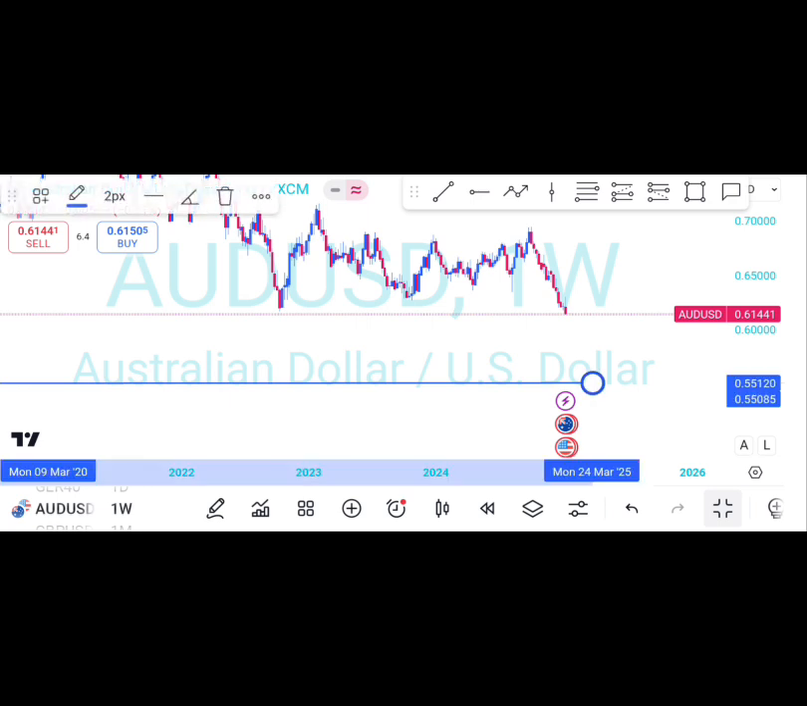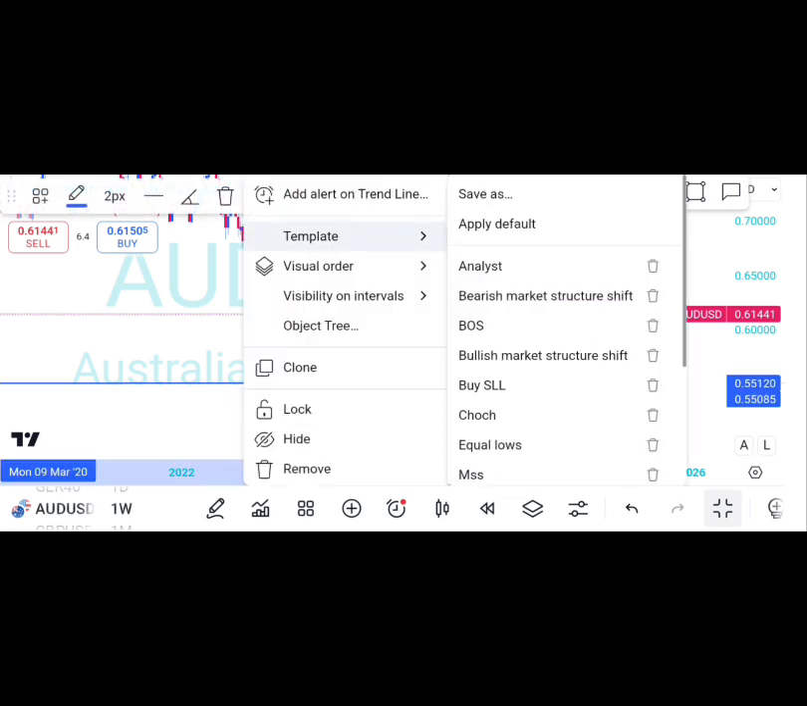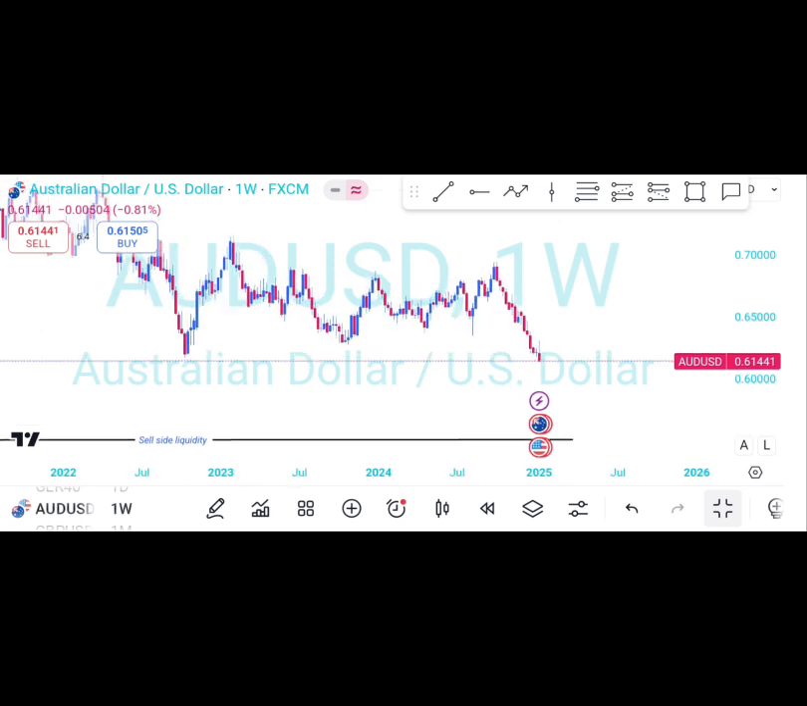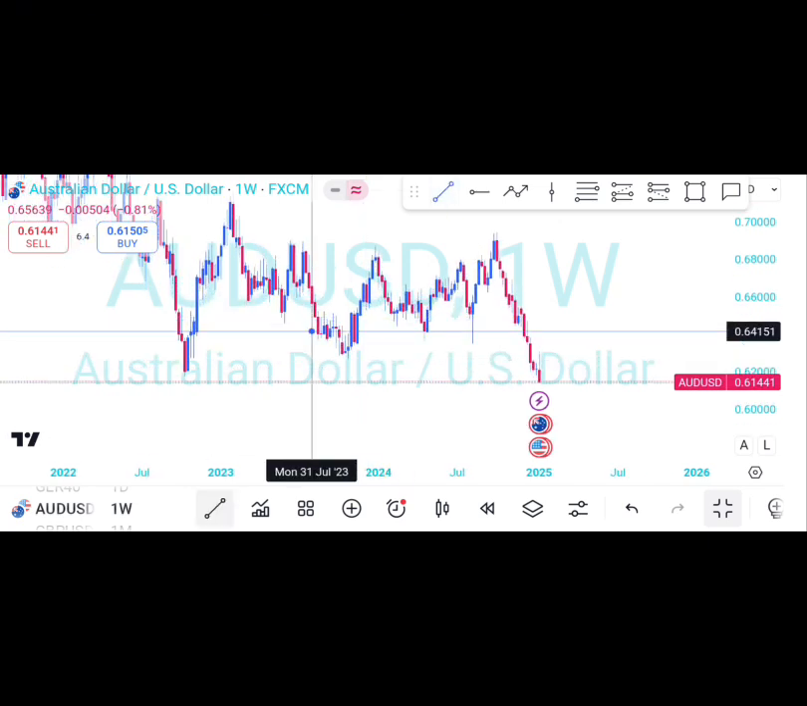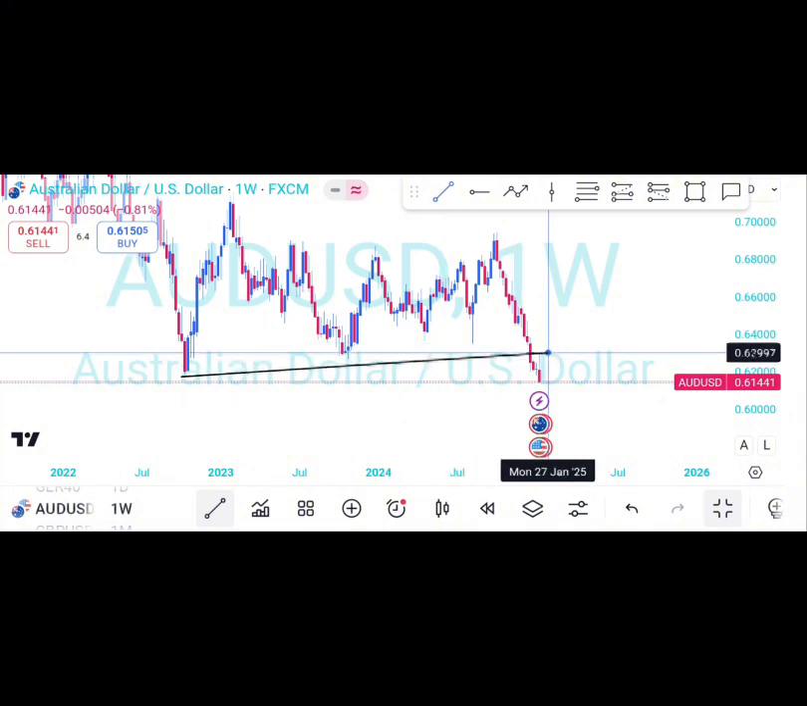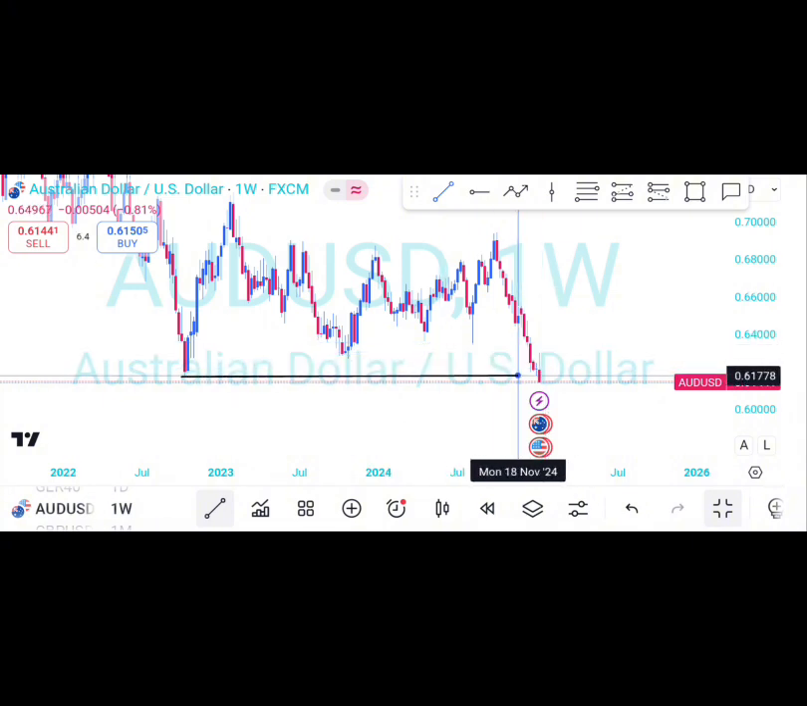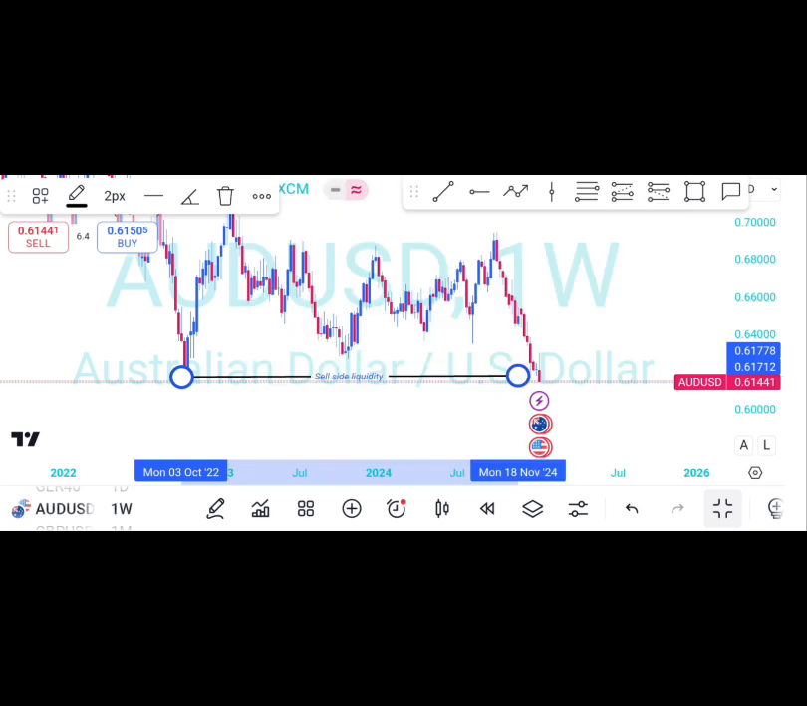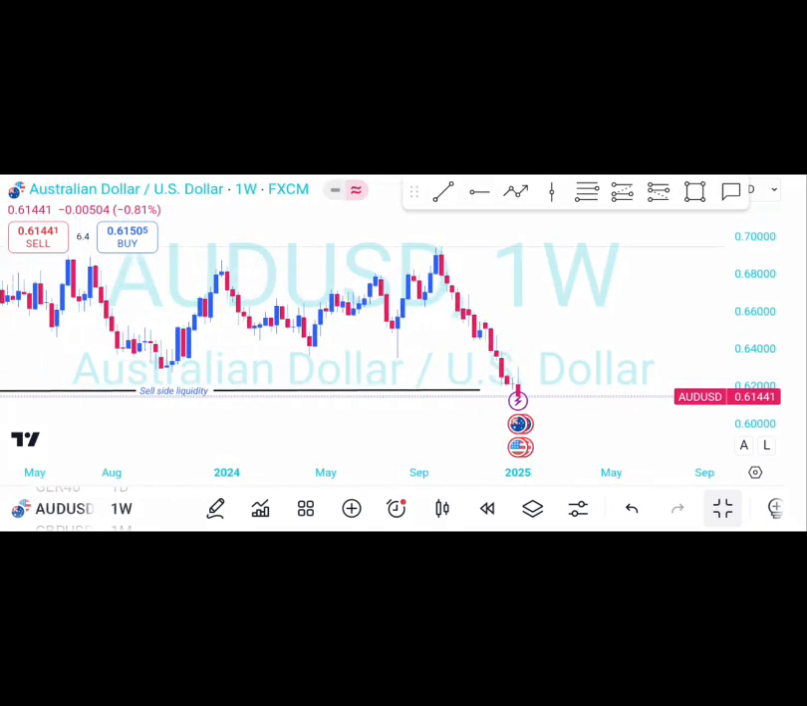Sell side liquidity on the weekly time frame. We have to understand this, guys. I do this every single time, every day. Previously, what I had was the sell side liquidity from last year, and we took that out. Buy side liquidity from the previous side taken out. Price went down.